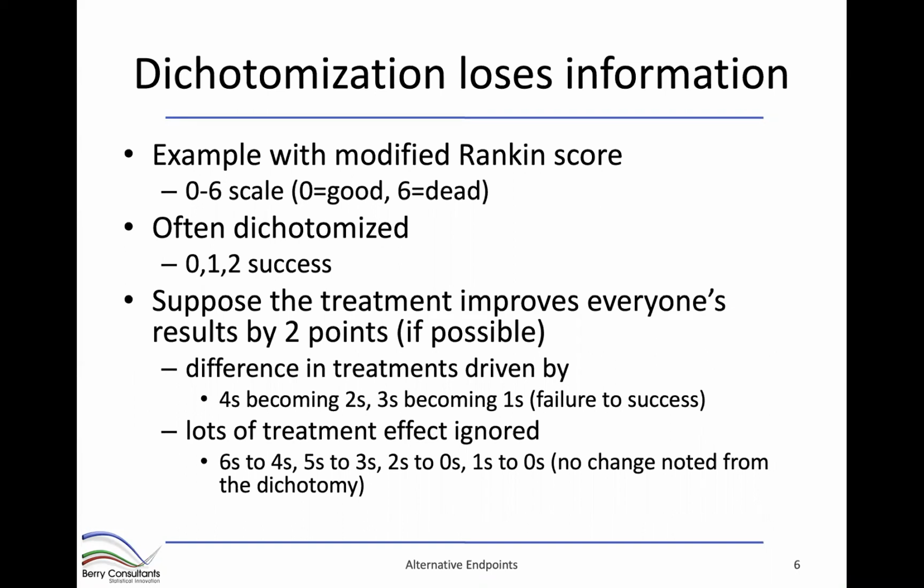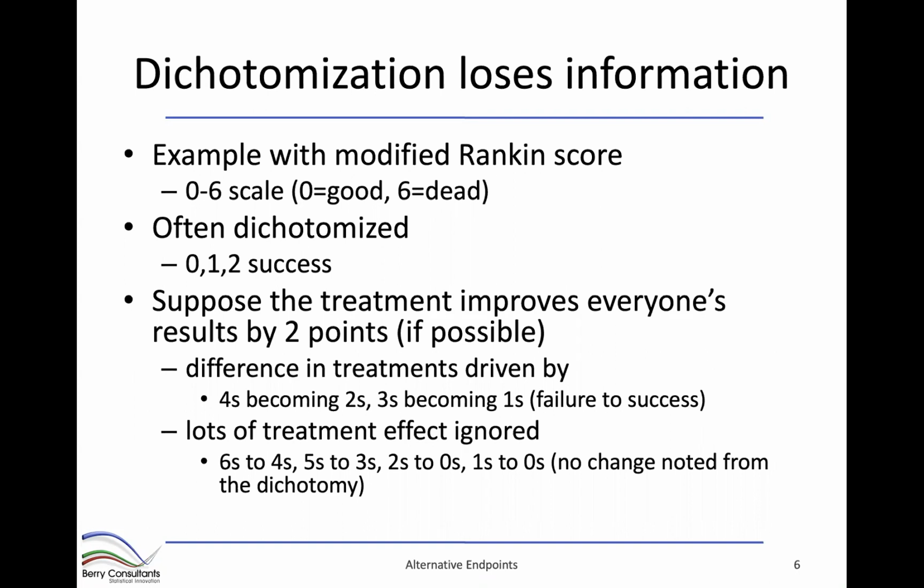This is often dichotomized. So we would measure 0, 1, or 2 for a patient at the final analysis. When a patient finishes, a 0, 1, or 2 would be a success for that patient, and a 3, 4, 5, or 6 would not be a success. And so this loses information, and it potentially loses a lot of information. So imagine, for example, you had a treatment that actually improved everyone's results by 2 points, if that's possible. So 6s become 4s, 5s become 3s, 4s become 2s, 1s go to 0, and 0s, of course, wouldn't change because they already are at full health.